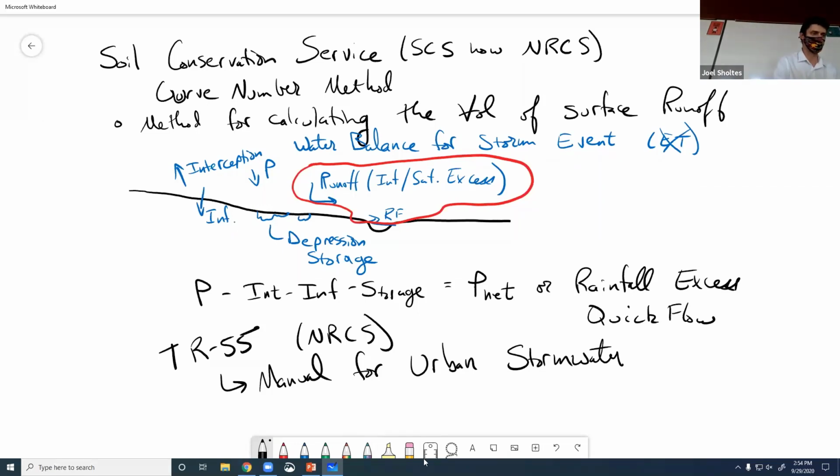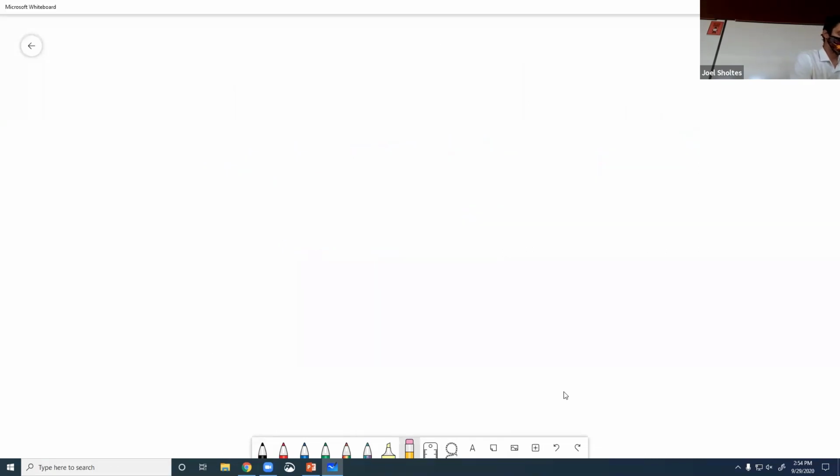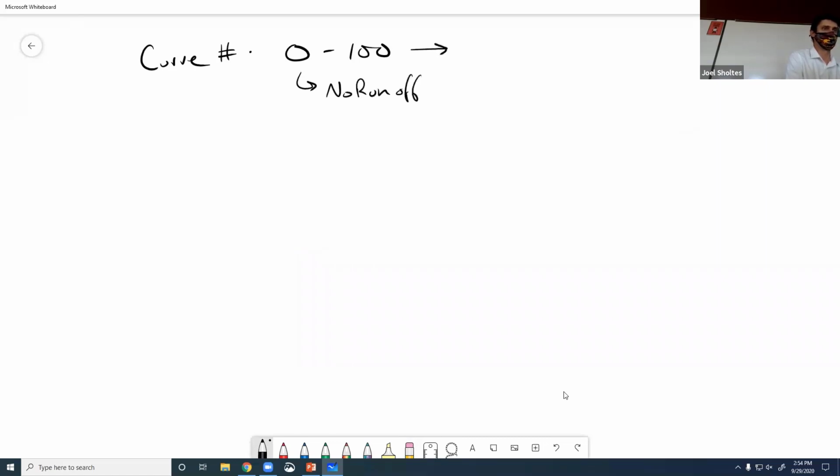So let's talk about the curve number. It goes from 0 to 100. At 0, we have no runoff, so that means everything is infiltrated. And at 100, we have 100% runoff. It's non-dimensional, no units.